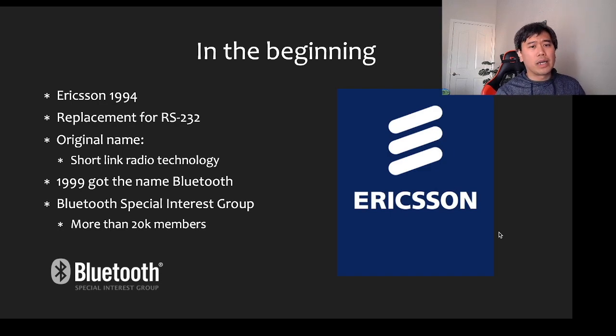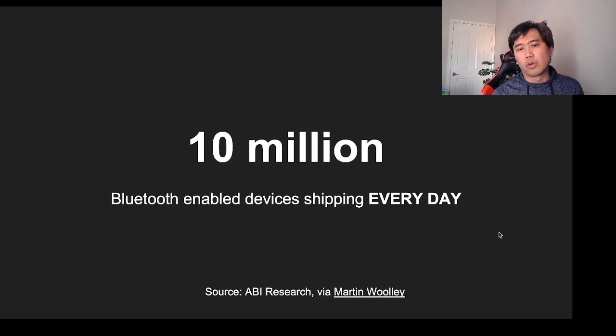It got started by Ericsson back in 1994 to replace RS-232. The original name for Bluetooth is Short Link Radio Technology. It got its name back in 1999, and there is a Bluetooth Special Interest Group that has more than 20,000 members. A little bit of fact, this might be a little bit older: there are more than 10 million Bluetooth devices shipping every day. That's a lot of Bluetooth devices if you think about it.